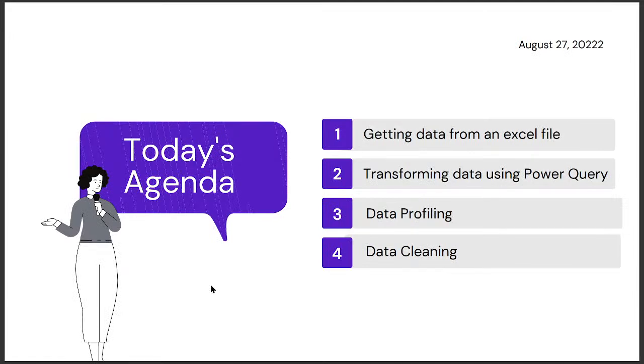Today's agenda: we're going to be getting data from an Excel file. We'll talk about what an Excel file is first of all. Then we're going to be transforming data using Power Query. We'll go over data profiling and data cleaning, and at the end of this, we'll do a mini project using Power BI to go through these steps we have outlined here. Power Query is going to come in very handy in data transformation. We'll profile our data and clean it to prepare it for analysis.